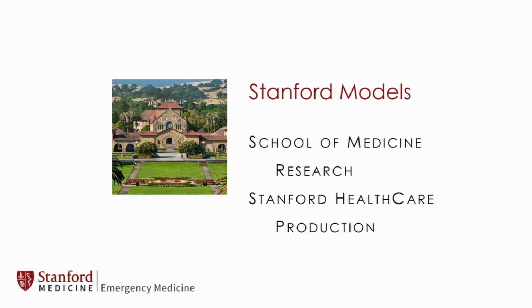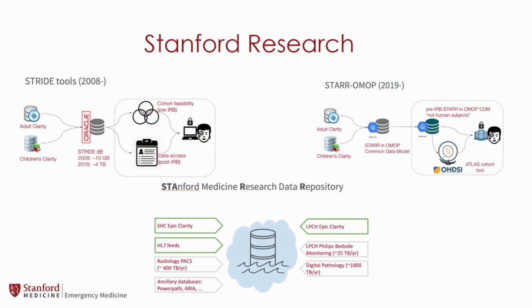Going to go through a little bit about Stanford, about our models, how we organize things. Just as an example, we have our STRIDE tools where we're taking information out of Clarity and putting it into an Oracle database. From here, you've got two ways that you can get this information. They have a very nice service, which is an anonymous patient cohort determining tool.